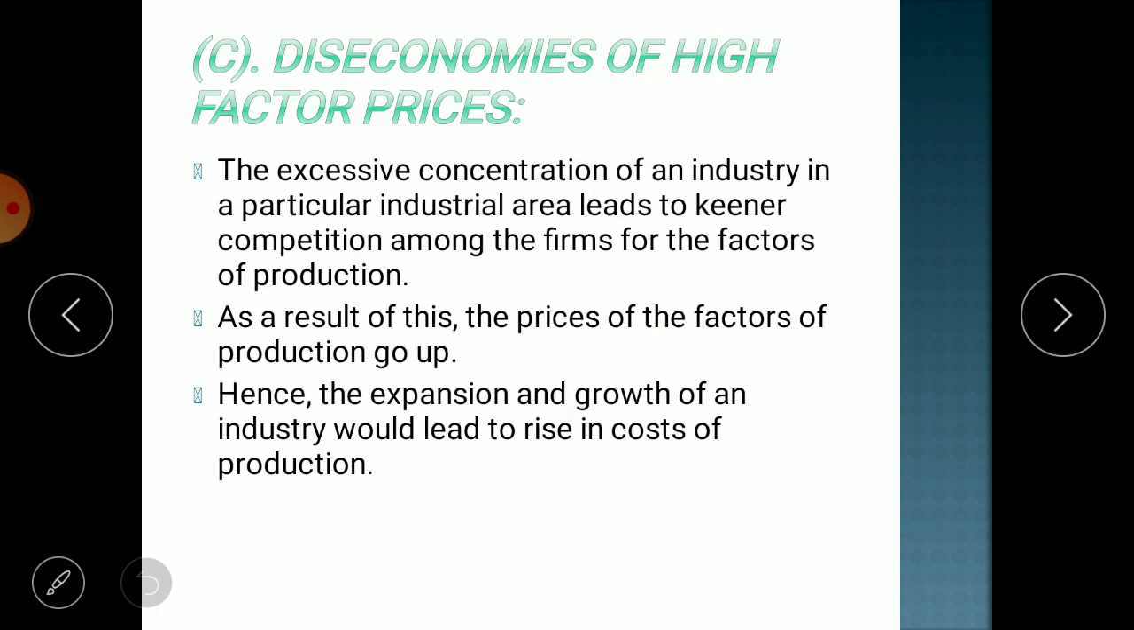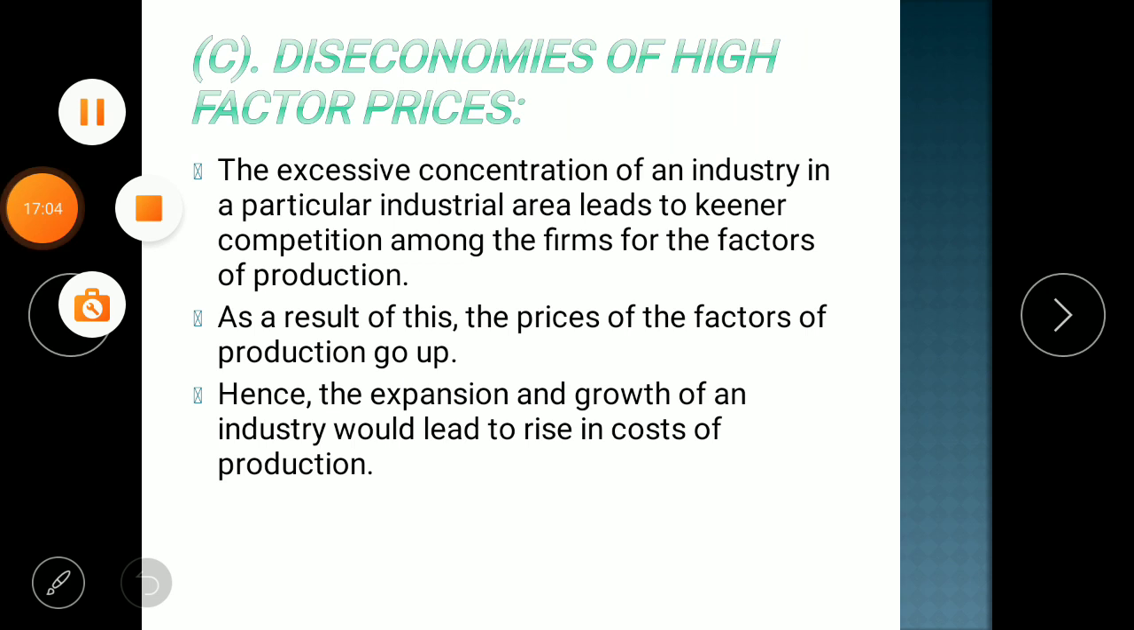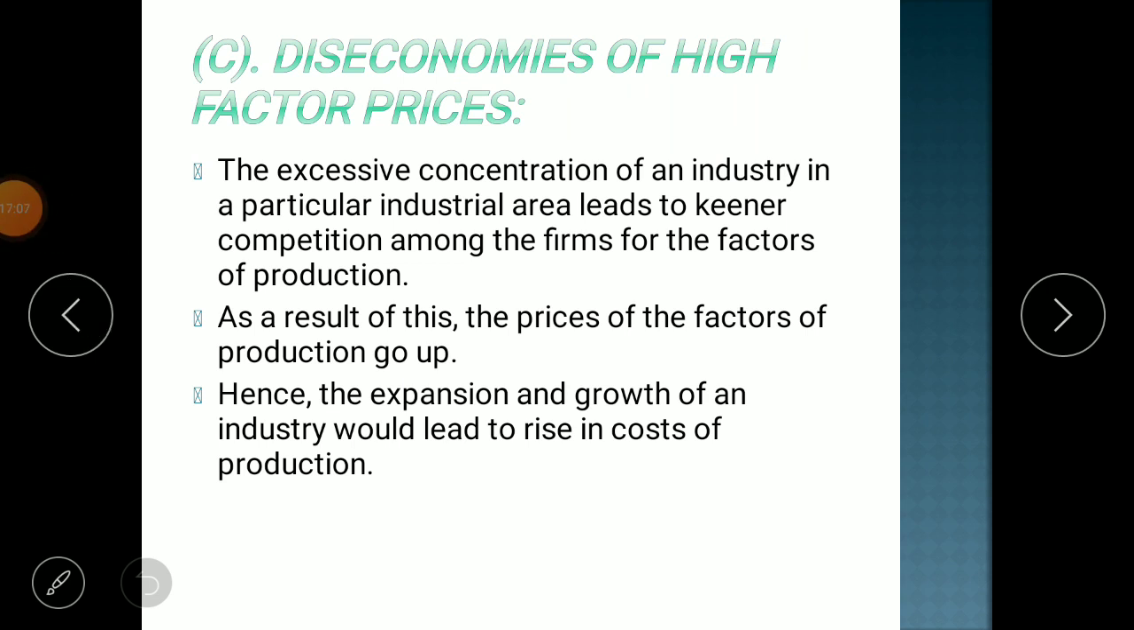Then the next one is the last one. There is economies of higher factor prices.